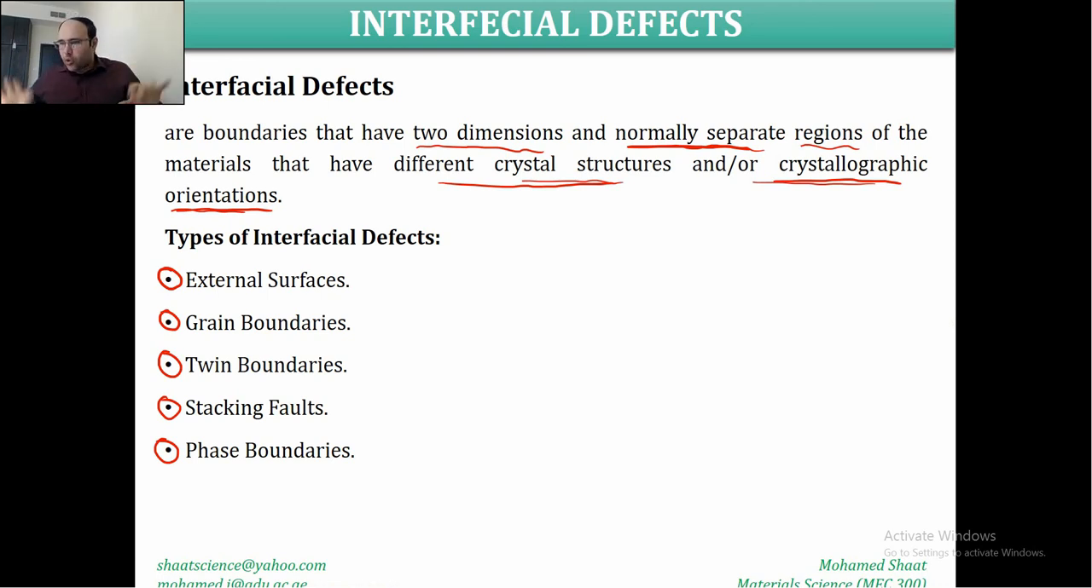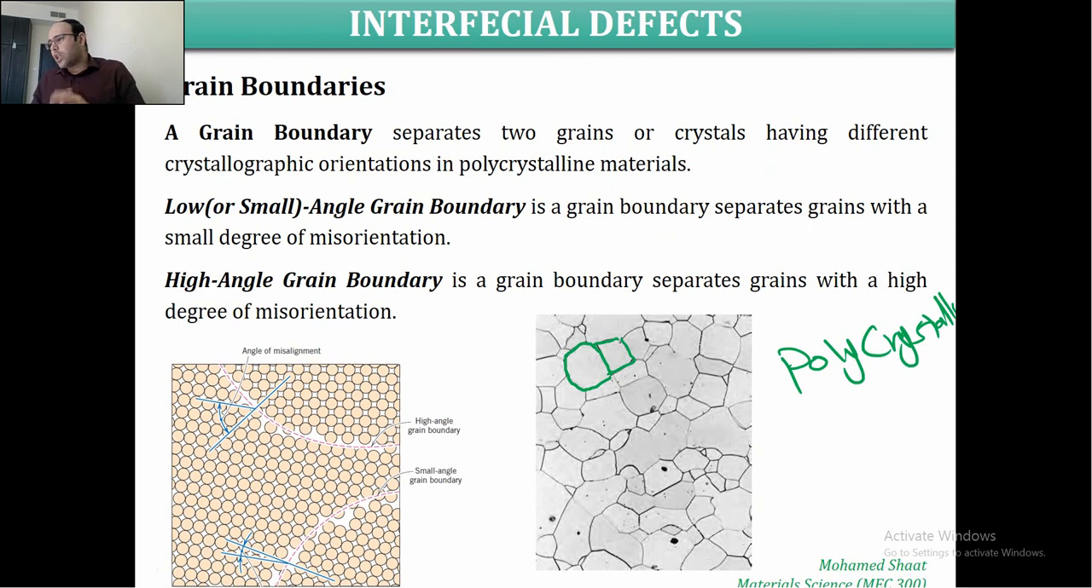Whether these two crystals or two grains have the same crystal structure or two different crystal structures. In case they do have the same crystal structure, the difference will be in the crystallographic orientations. And we are going to discuss what a crystallographic orientation means. But for now, the grain boundary is something that separates two grains or crystals. We said the grain and crystal are the same thing, having different crystallographic orientation in a polycrystalline material. This indicates that in many cases, these grains have the same crystal structure. There is no difference in terms of crystal structure, but the difference is in terms of the crystallographic orientation.